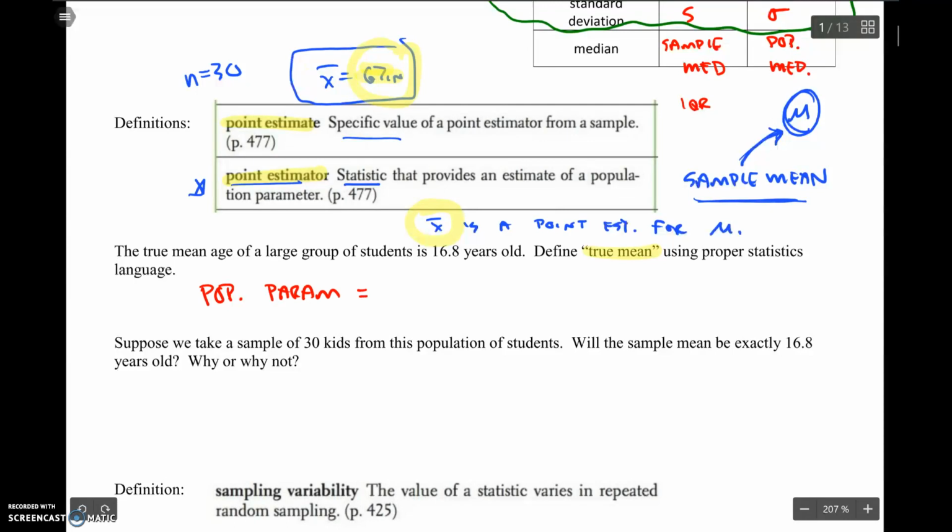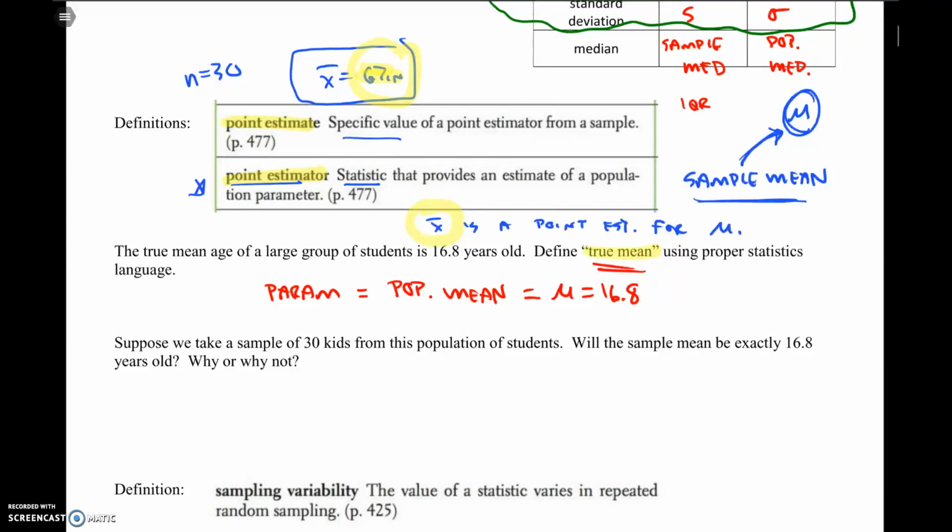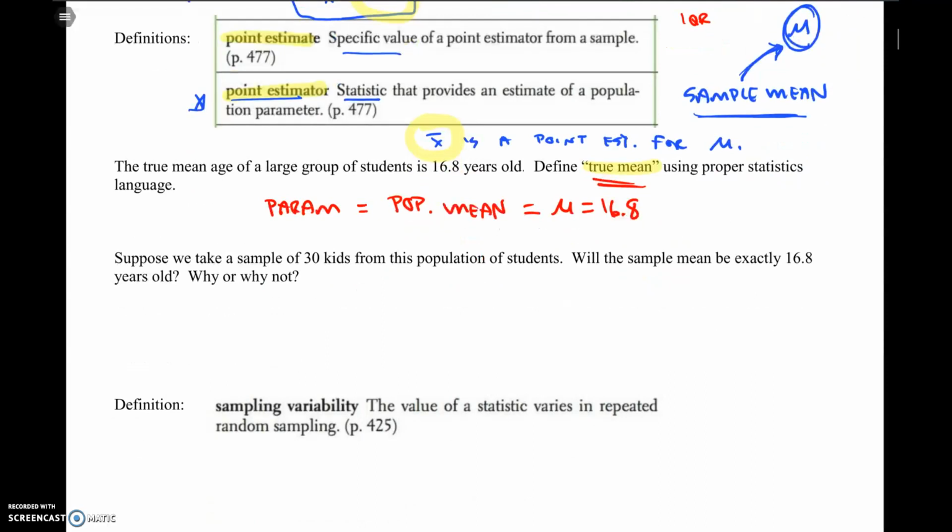That would be the population parameter, which would be the population mean, mu equals 16.8. So saying true mean, they are probably referring to the actual population mean. Suppose we take a sample of 30 kids from this population. Will the sample be exactly 16.8? Why or why not? Probably not.